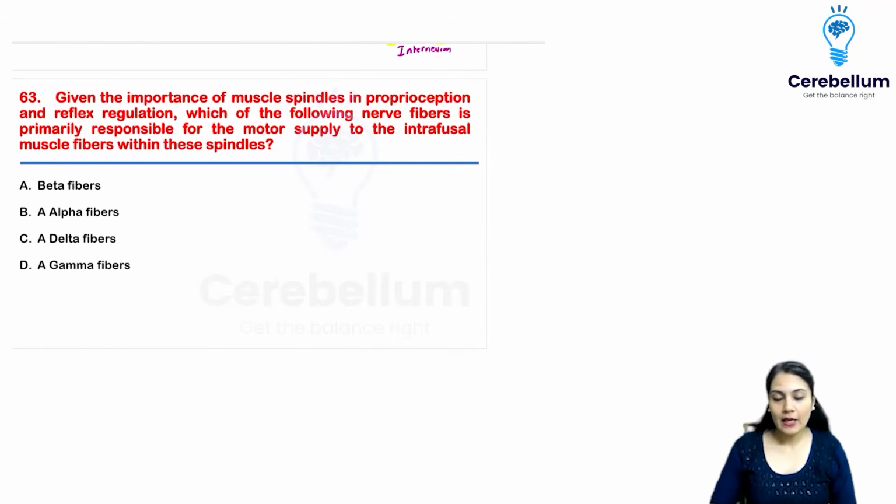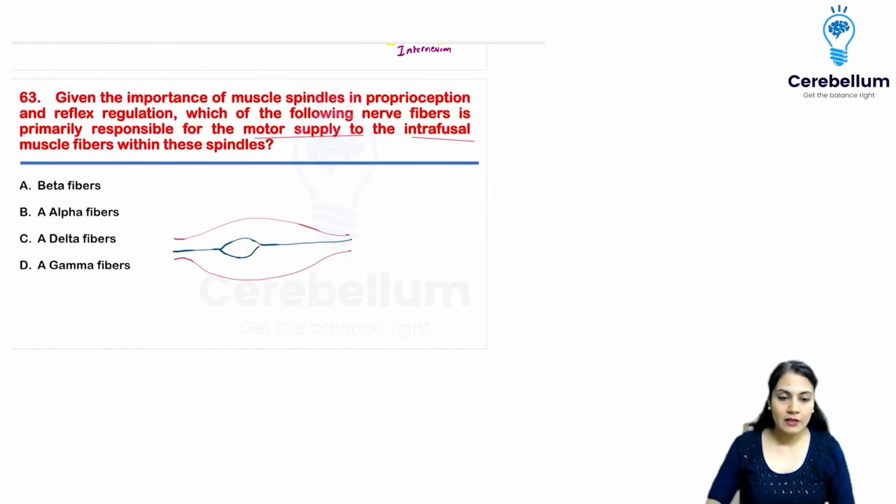Importance of muscle spindle. Now they're asking about muscle spindle, proprioception and reflex regulation. Which of the following nerve fibers are primarily responsible for motor supply to the intrafusal muscle fiber? What about intrafusal muscle fiber? Suppose this is the muscle. In the muscle, you have the capsule, a spindle-shaped capsule. And since this spindle is present inside the muscle, we call it muscle spindle. Inside the muscle spindle, you are going to have certain muscle fibers. We call it intrafusal muscle fiber. Outside the muscle spindle, you have some fibers. You call it extrafusal muscle fiber.